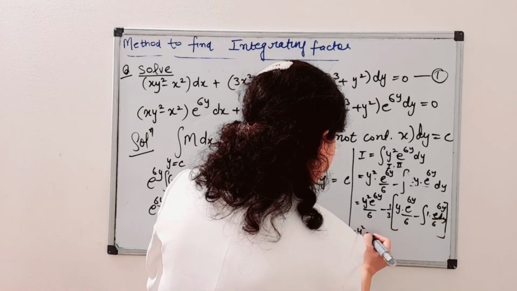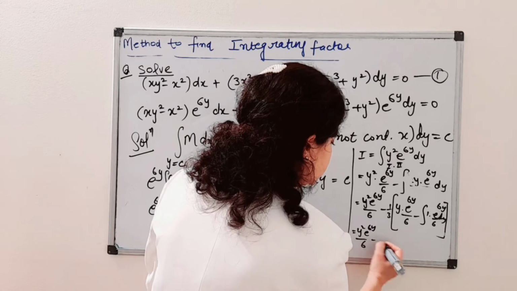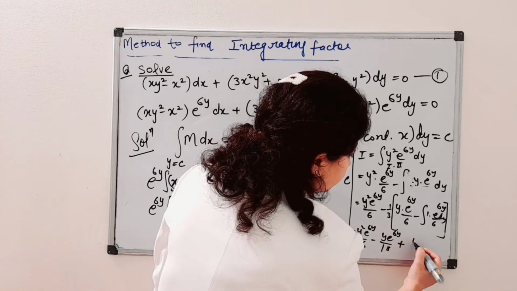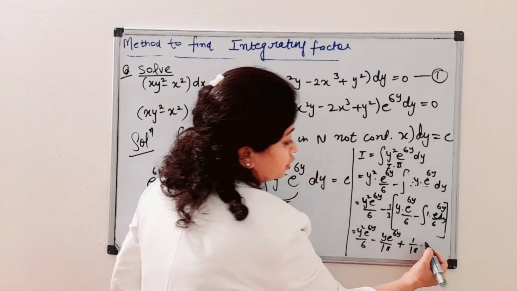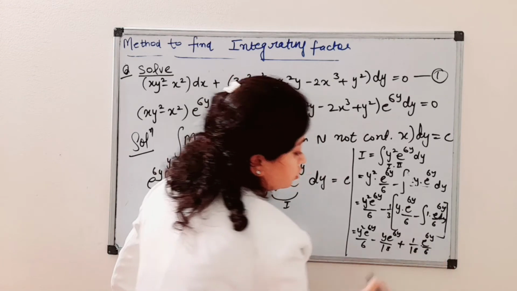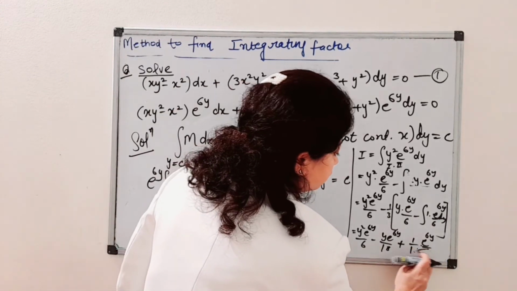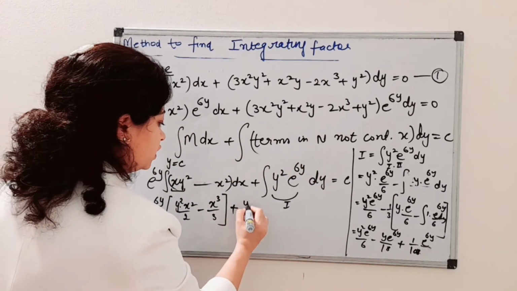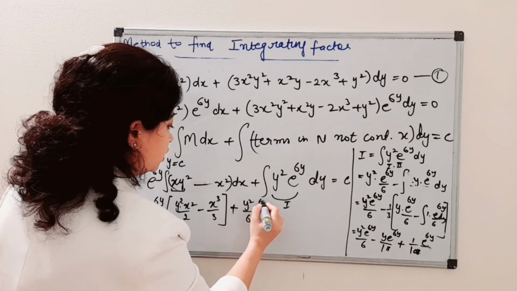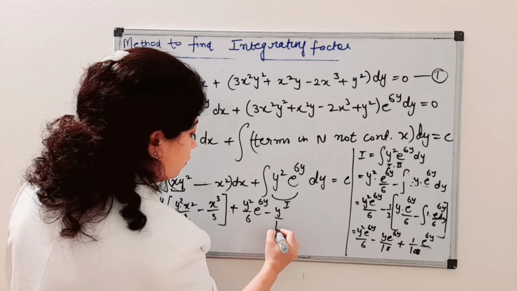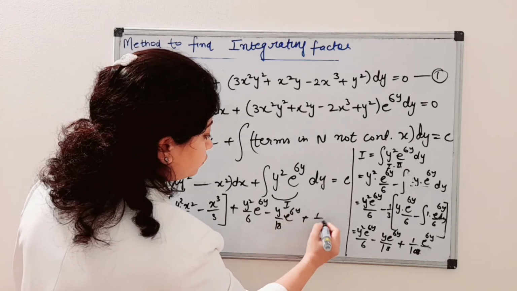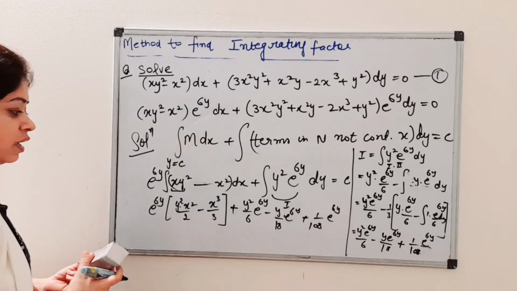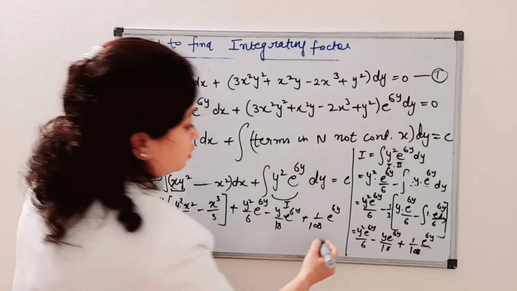So we have y² e^(6y)/6 minus y e^(6y)/18 plus 1/18 times the integration of e^(6y), which is e^(6y)/6. 18 times 6 is 108, so we have 108 here. This is the answer for I, and we can write it here: y²/6 e^(6y) minus y/18 e^(6y) plus 1/108 e^(6y). We can take common factors and write it, and this is equal to C.